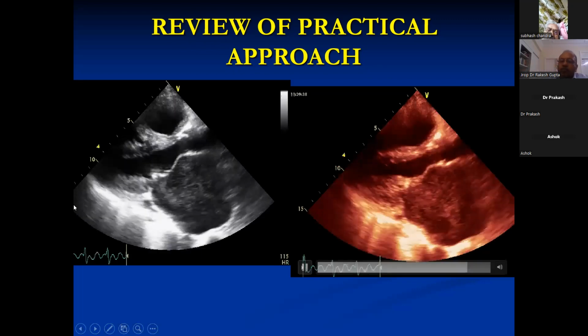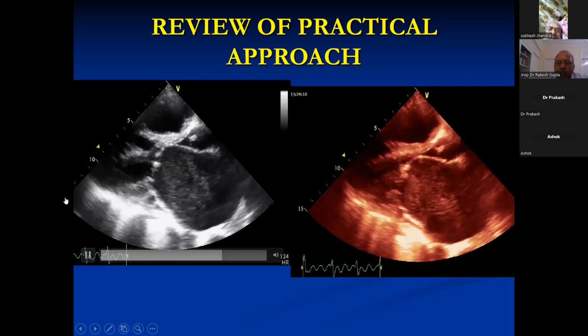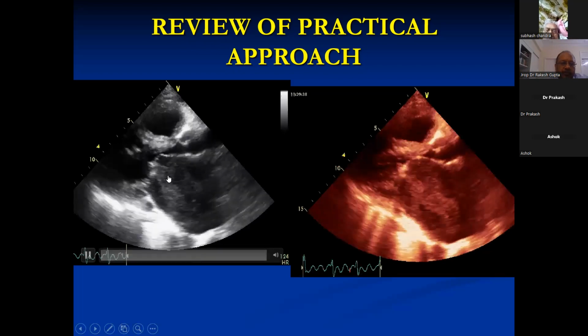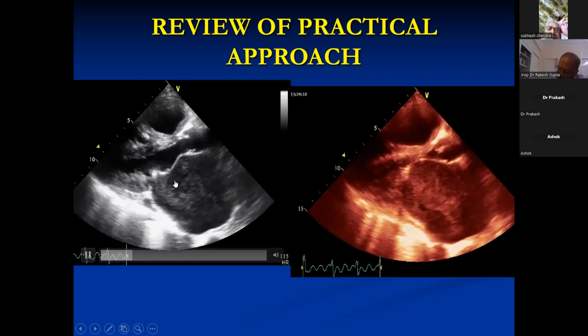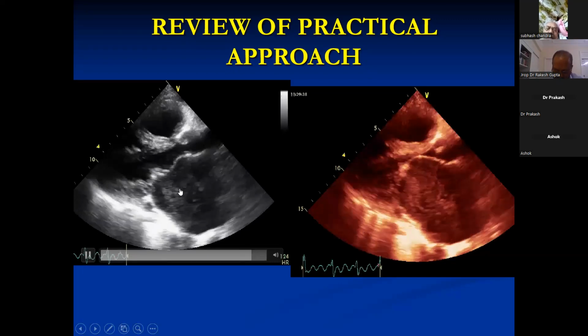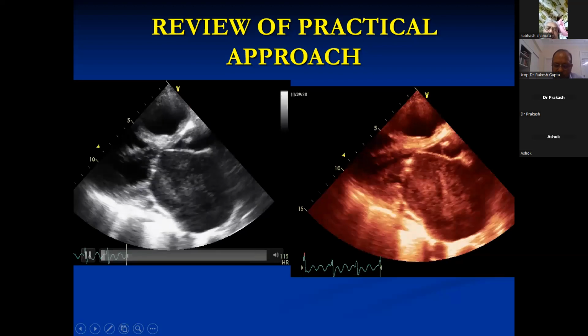So this is what you see. Besides seeing these, of course, you have to see all the other things: the cardiac effusion, RV size, and all other things also. But coming to the mitral stenosis part, you can see the doming of the leaflet, there is no significant calcification except at the tip of the leaflets here, and there is spontaneous contrast.